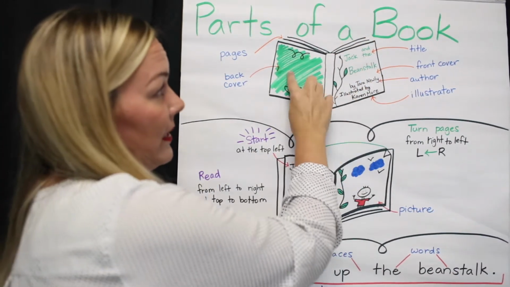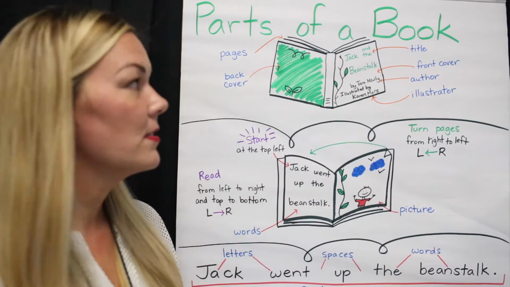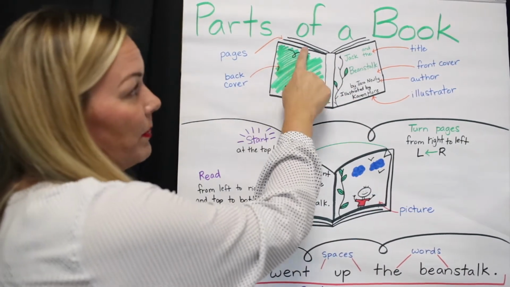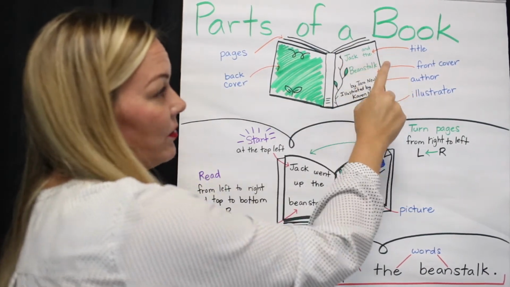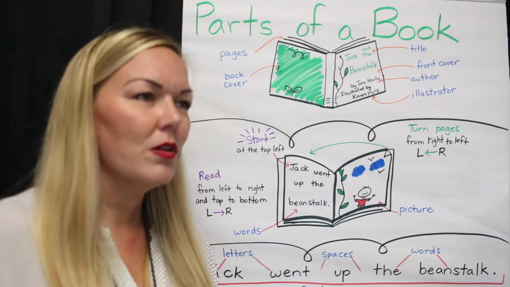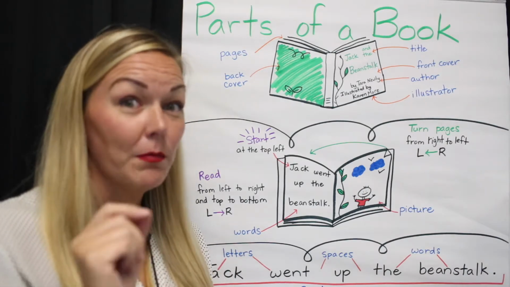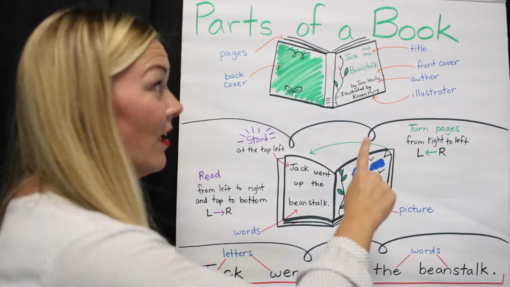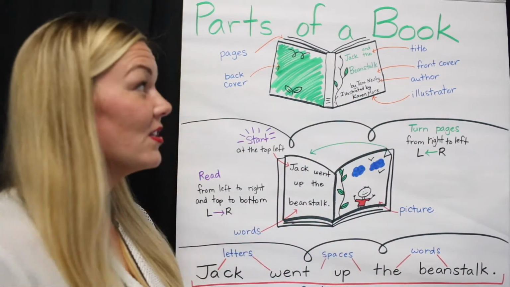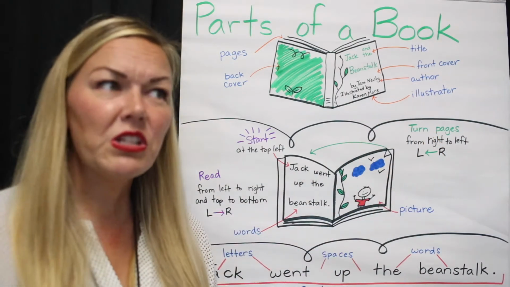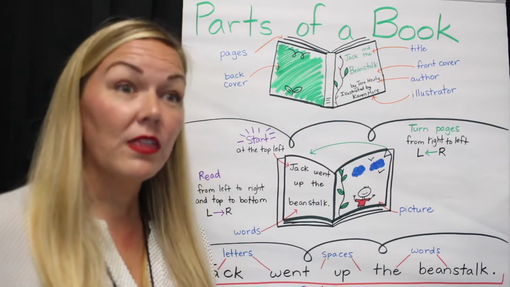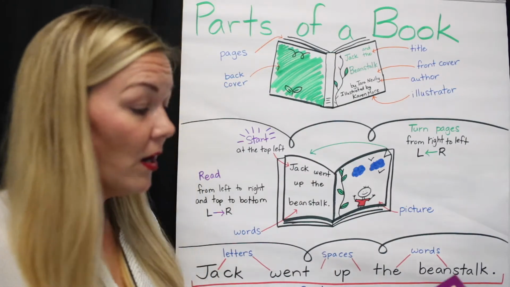So this book right here has lots of different parts. It's got the front cover, the back cover, the pages of the book, the title, and here's a really cool part. Did you know that the person who writes the words in the book is called the author? The author. And the person who draws the pictures in the book is called the illustrator. And so I started thinking to myself, okay, I wonder if the book that I heard had those same parts.